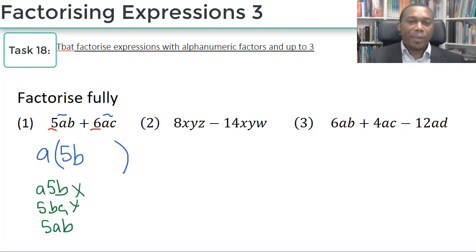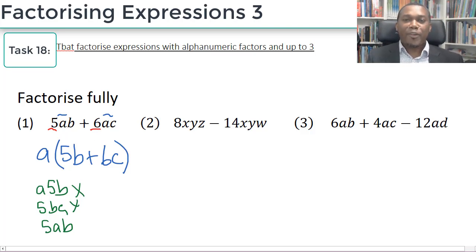And then finishing up with this, well, we want 6AC, which means I already have the A, so I need the 6 and the C. A multiplied by 6C would give 6AC. So I've extracted the common factor. In this case, it was just the letter A, and then everything else has gone in brackets, and I've checked by multiplying out. For number 2, let's draw a line down here and let's work in green.